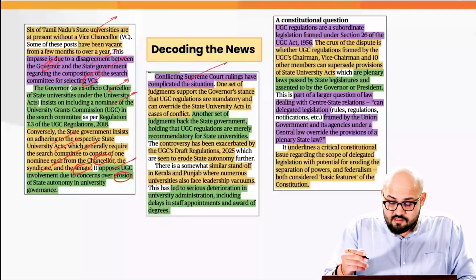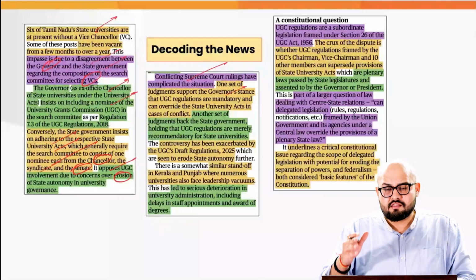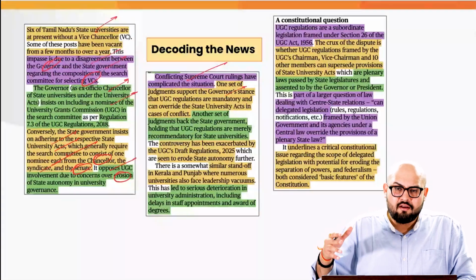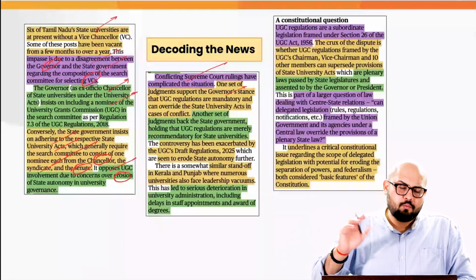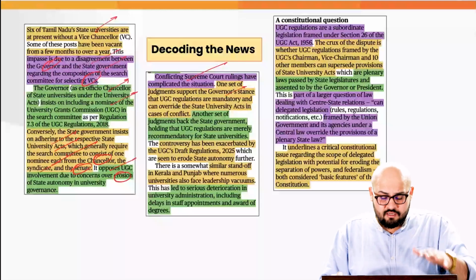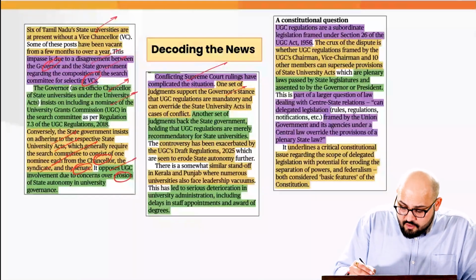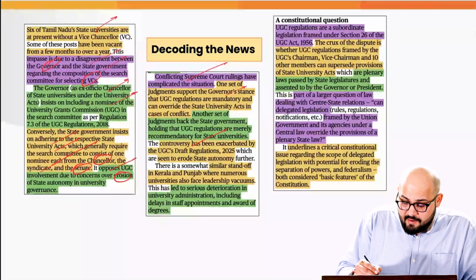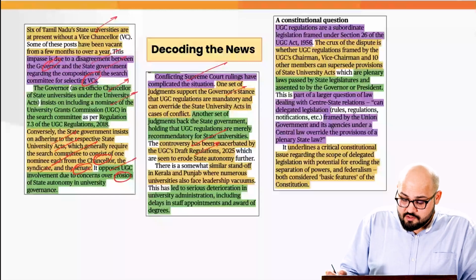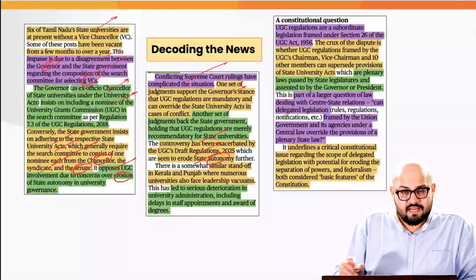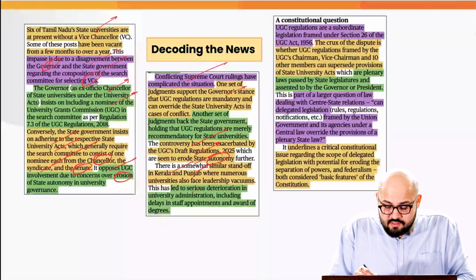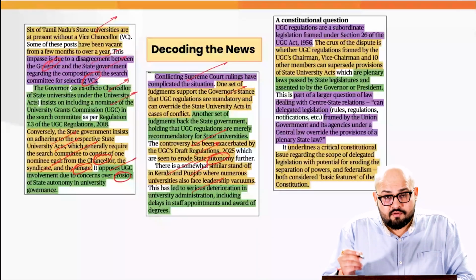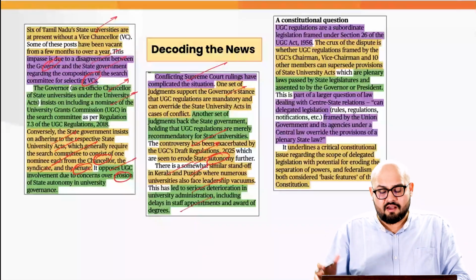One set of judgments says that it is the governor's stance which has to be given priority over that of the state laws. The other side says that no, it is the state laws which take precedence over the governor's role. The controversy has been exacerbated by the recent UGC's draft regulation of 2025, seen to erode state autonomy. Similar standoffs in Kerala and Punjab have been noticed. Now, this has led to serious deterioration in university administration, including delays in staff appointments.